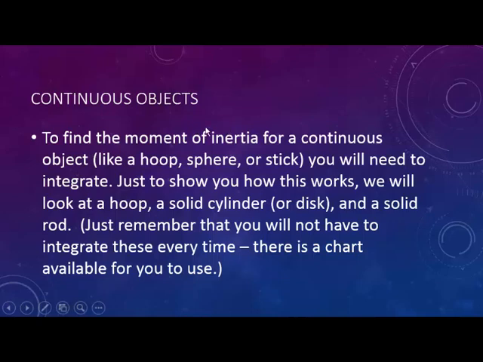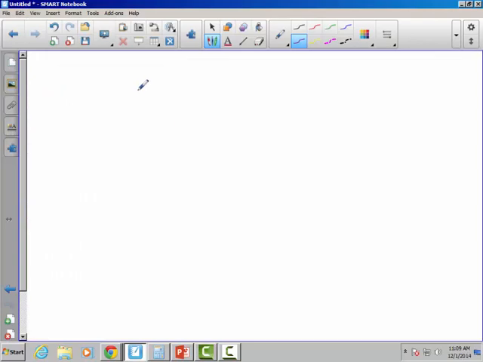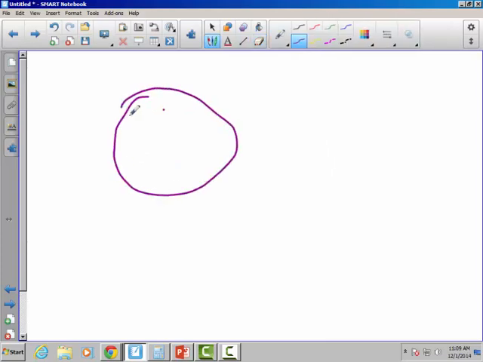So we're going to look at a hoop first, because this is when you would need to integrate. So let's look at a hoop shape here. Oh, dang it. It's going to decide to wig out on me. Okay. Let's just pretend like that's a circle. And let's pretend like I'm going to rotate it through the center of that hoop.